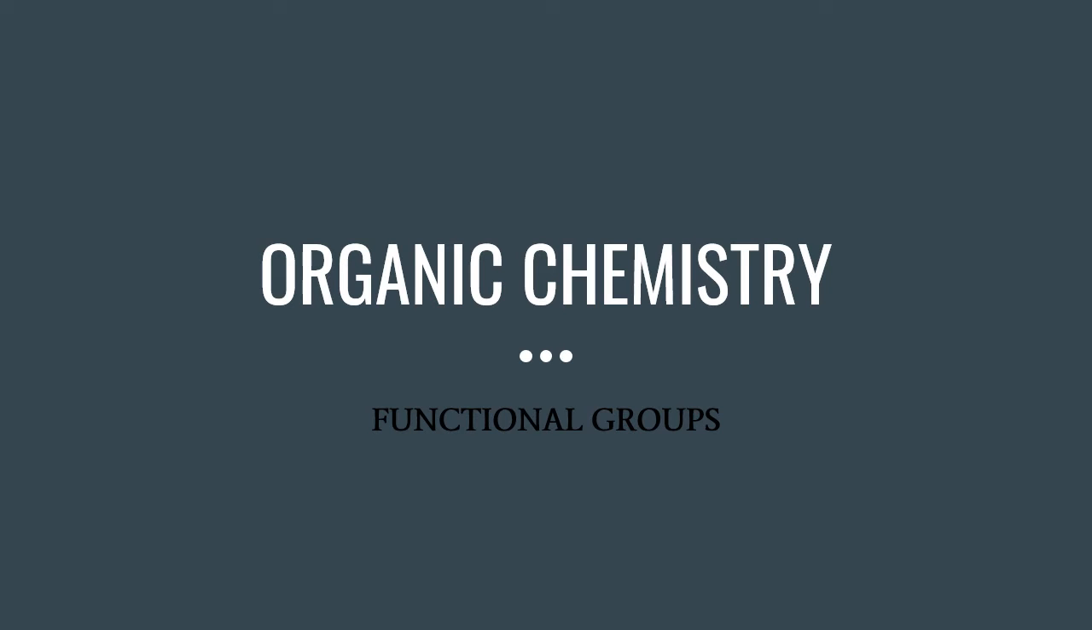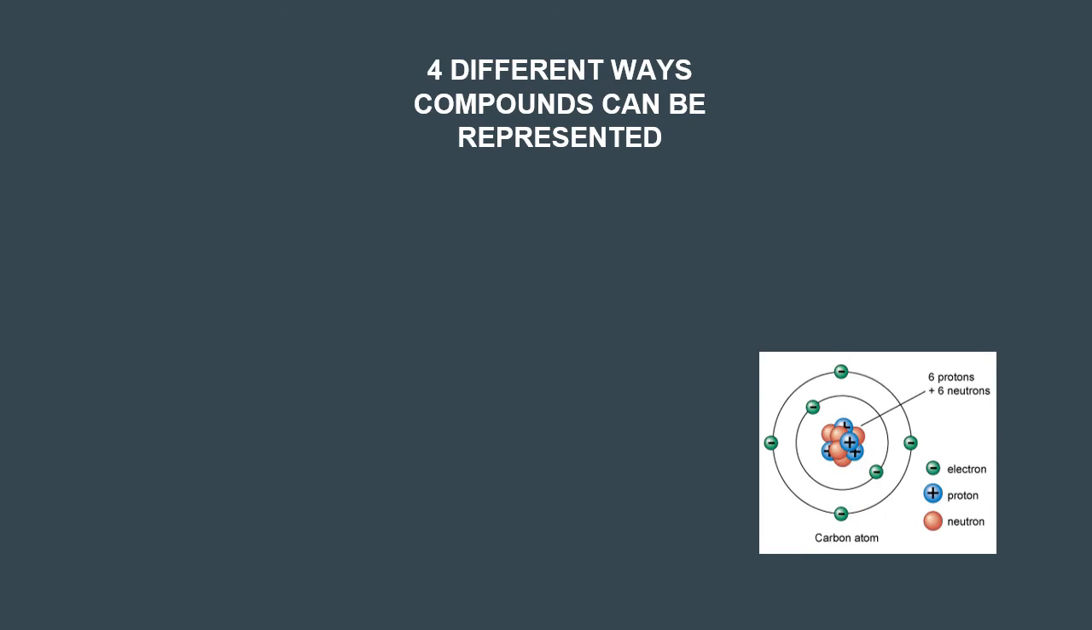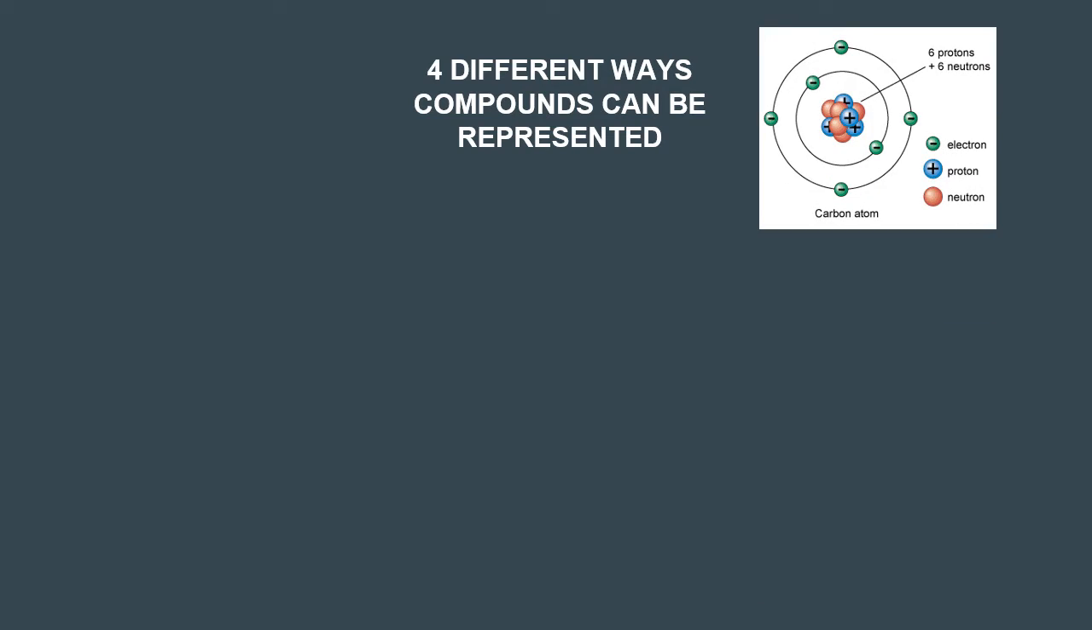Today we'll be talking about functional groups in organic chemistry. The most important element in organic chemistry is carbon. It has 4 valence electrons, which means it has 4 bonds. With this information, we can go over the 4 different ways a molecule is represented.